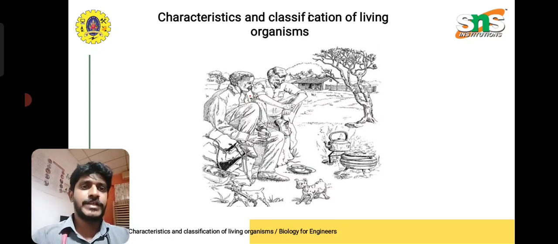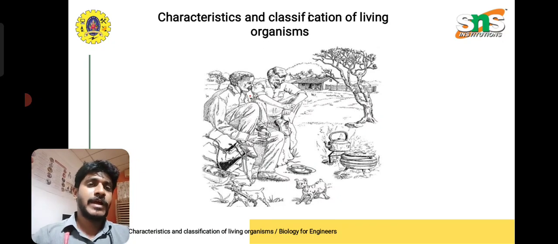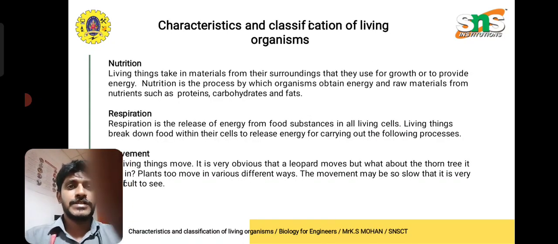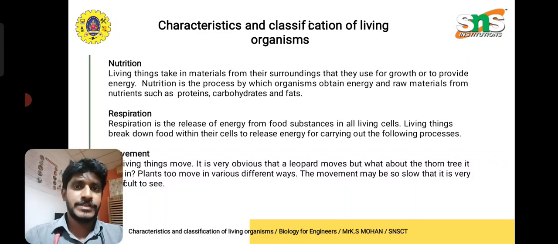In the olden days, people tried to collect data and gather things. In this picture you can see how human beings collected food for storage. The next things are nutrition, respiration and environment.